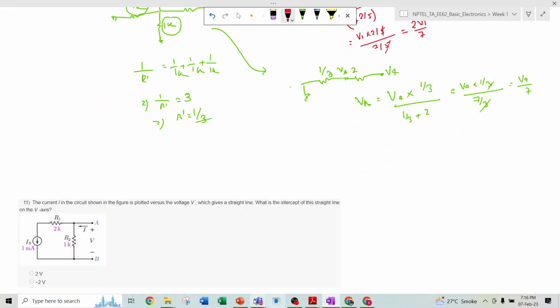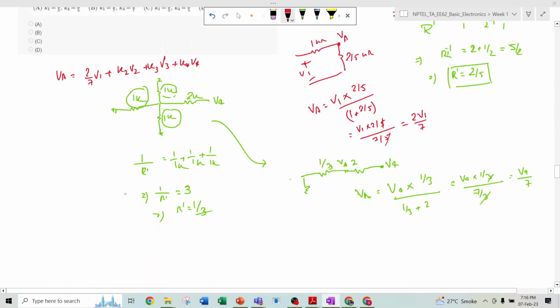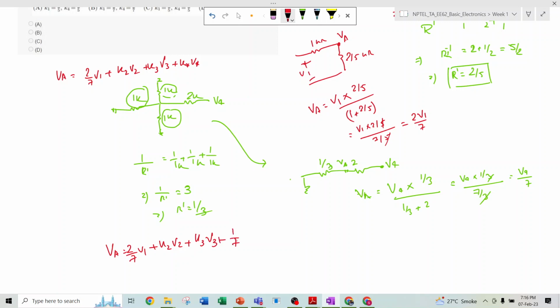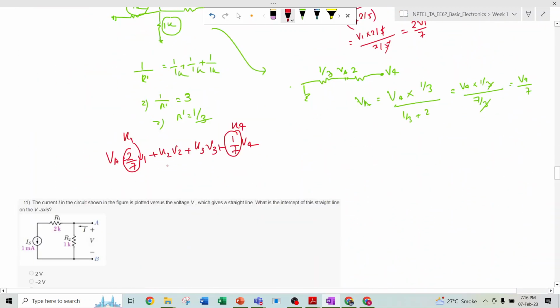Just one second. Okay, so you can write this equation. This VA is nothing but 2 by 7 V1 plus K2 V2 plus K3 V3 plus 1 by 7 into V4. So this is basically the K1 and this is basically the K4. So here K1 is 2 by 7, K4 is 1 by 7. So the correct answer is answer B.